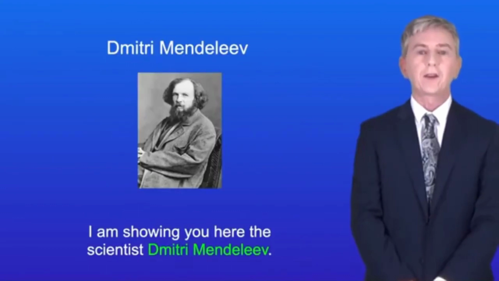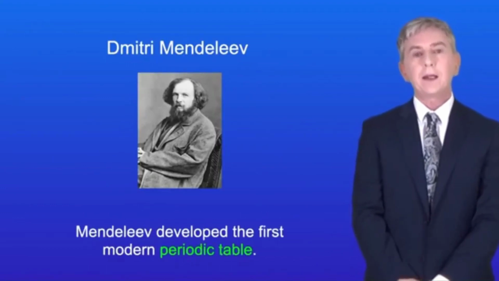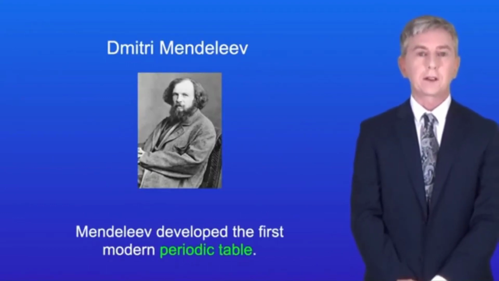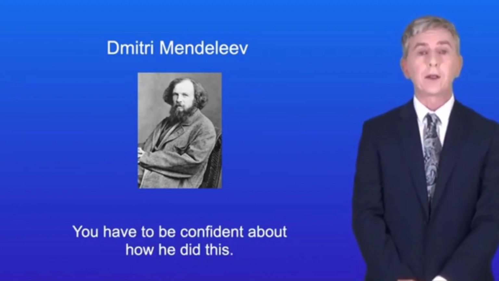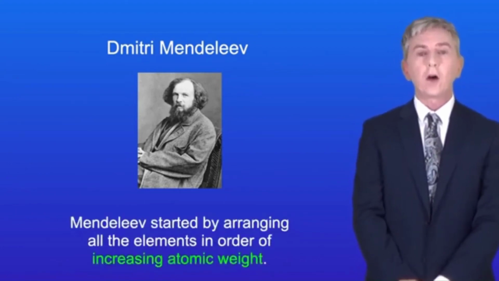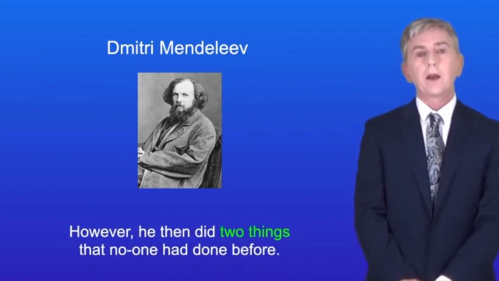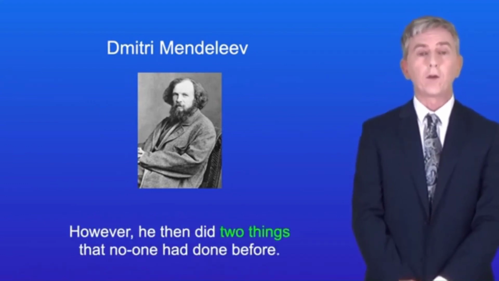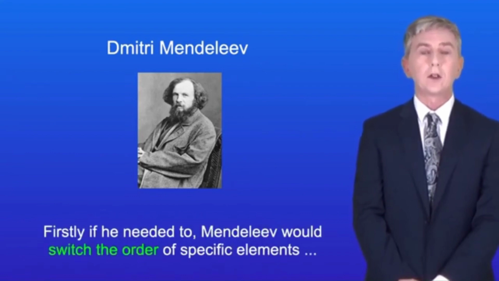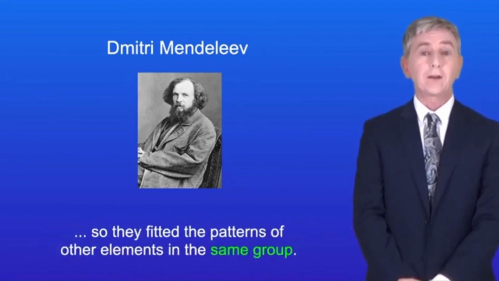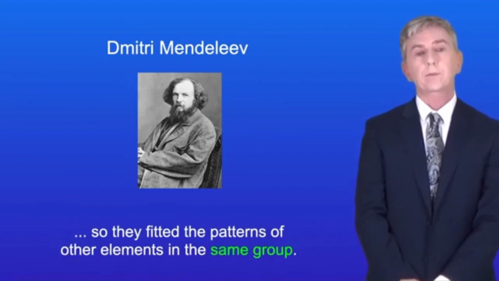Okay, I'm showing you here the scientist Dmitry Mendeleev. Mendeleev developed the first modern periodic table, and you've got to be confident about how he did this. Mendeleev started by arranging all the elements in order of increasing atomic weight. However, he then did two things that no one had done before. Firstly, if he needed to, Mendeleev would switch the order of specific elements so they fitted the patterns of other elements in the same group.